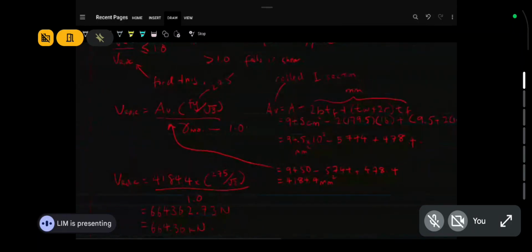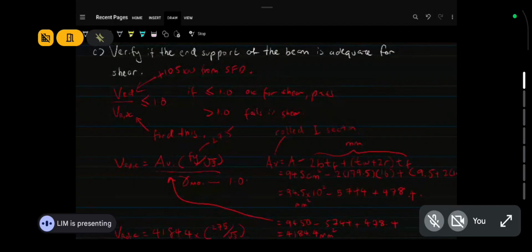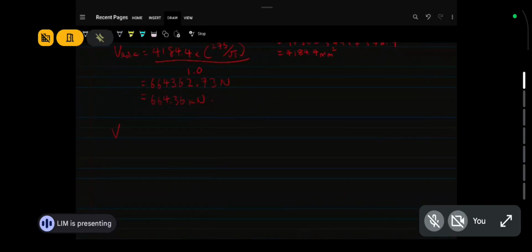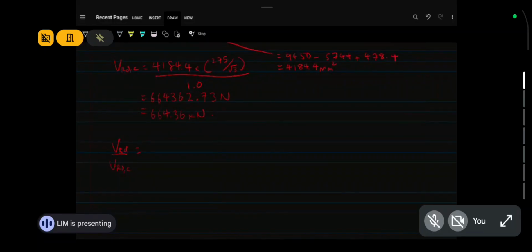So therefore, we throw this back into the main formula. This is the check that we have to do: VED divided by VRDC. VED, I told you, is the 105 from your shear force diagram. VRDC, we just calculated: 664.36. Find the ratio.